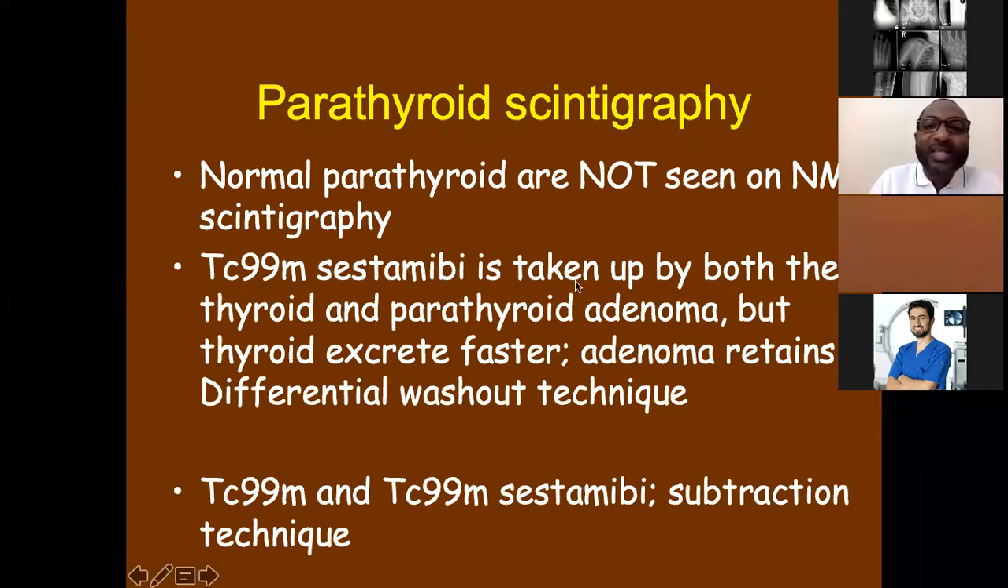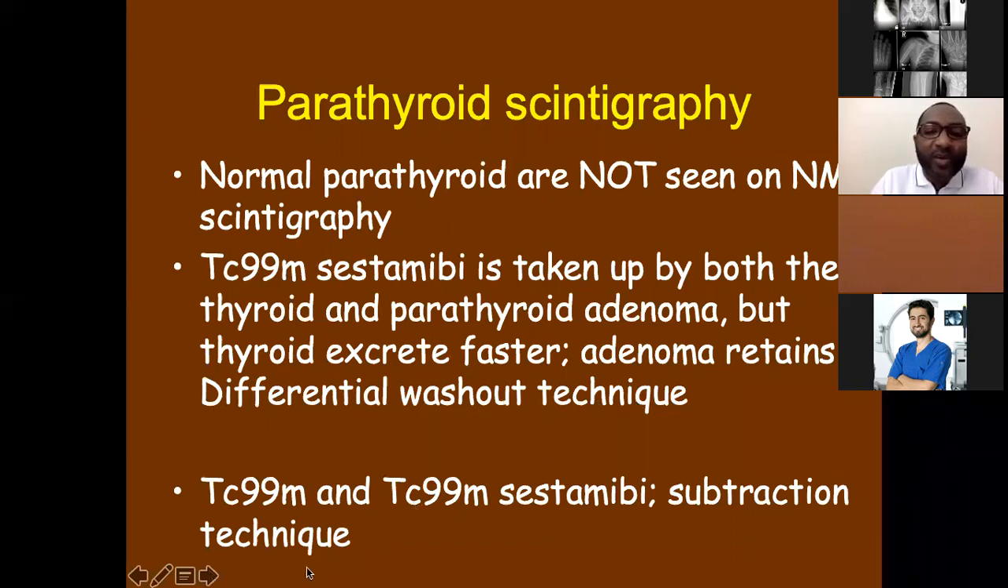But once there is an adenoma, what we do is we inject sestamibi. And sestamibi is taken up both by the thyroid and the parathyroid adenoma. But physiologically, the thyroid washes out this sestamibi. It clears it out over time. But the adenoma continuously accumulates over time. So this is a process that we can use in order to identify an adenoma, because the adenoma will retain the radiopharmaceutical. This technique is called a differential washout technique.